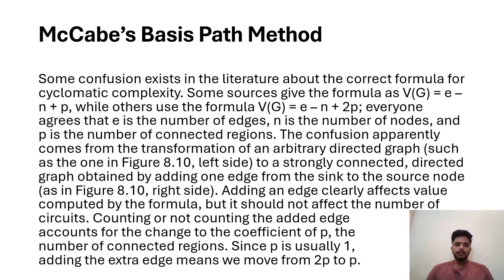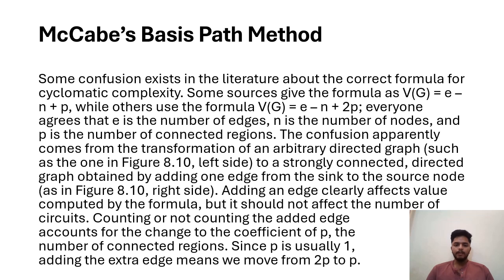Some confusion exists in the literature about the correct formula for cyclomatic complexity. Some sources give the formula as V(G) = E - N + P, while others use the formula V(G) = E - N + 2P. Everyone agrees that E is the number of edges, N is the number of nodes, and P is the number of connected regions. The confusion apparently comes from the transformation of an arbitrary directed graph to a strongly connected directed graph, obtained by adding one edge from the sink to the source node.